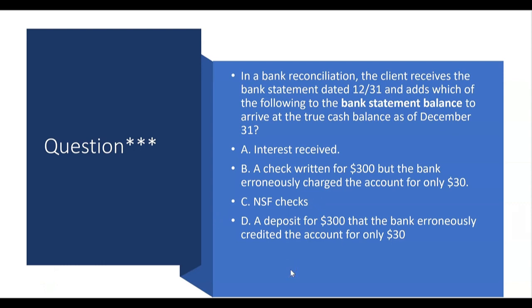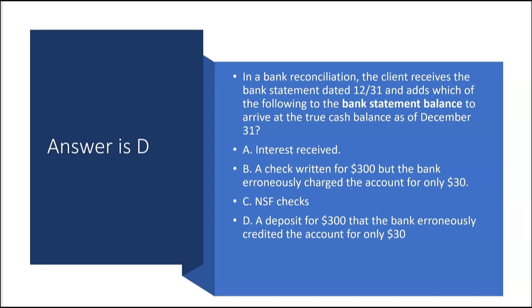So the answer would have to be D, a deposit for $300 that the bank erroneously credited the account for only $30. So here's another bank error, but this $270 error is going to be added to the bank statement balance, because if you want the true cash balance and you're starting with the bank statement balance, they've only given you credit for $30 for this $300 deposit. So add $270 and then go over to the bank and let them know that they made a mistake, and they'll increase your bank statement balance by $270. So the answer is D.